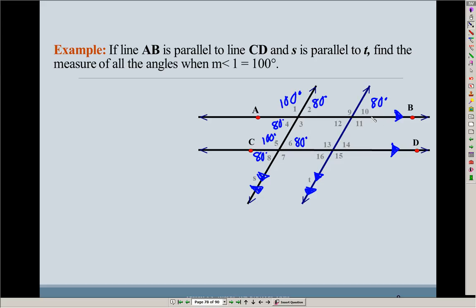I'm bouncing around a little bit here. 10 and 9 make a linear pair. There's a line right there. A linear pair is 180. I can go ahead and fill in the rest. Every obtuse angle will be 100 and every acute angle will be 80. And you can fill in the blanks on your paper according to these values. When parallel lines are cut by a transversal, acutes are equal, obtuses are equal, and one of each adds up to 180.